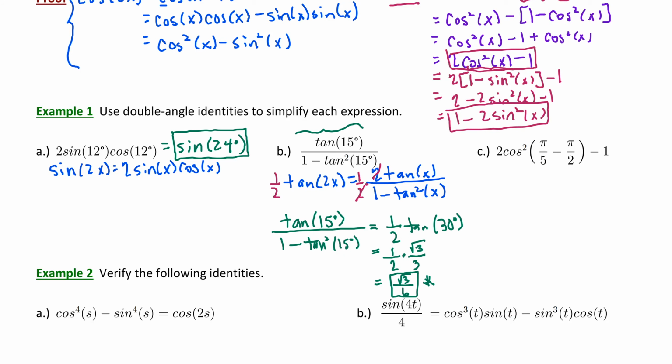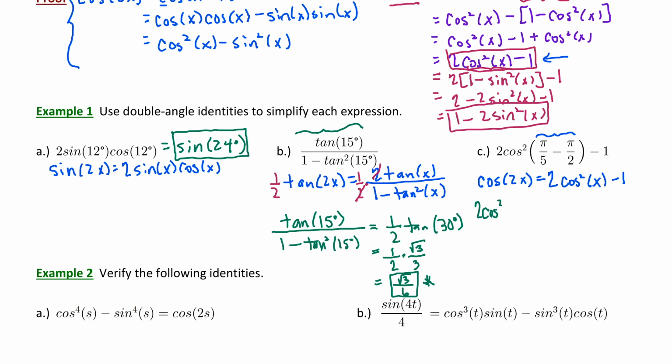So on example C, when I see 2 cosine squared of something minus 1, it reminds me of one of the forms of our double angle identity for cosine. So specifically, cosine of 2x, we can see it right there, can be written as 2 cosine squared of x minus 1. But do notice this argument is a little bit complicated. Let's see what we can do about simplifying that argument.